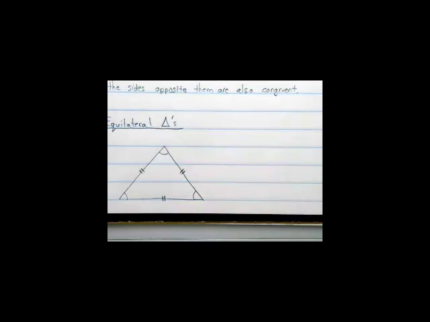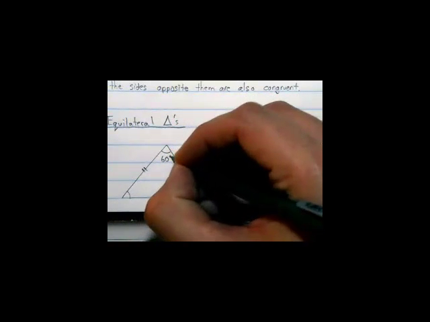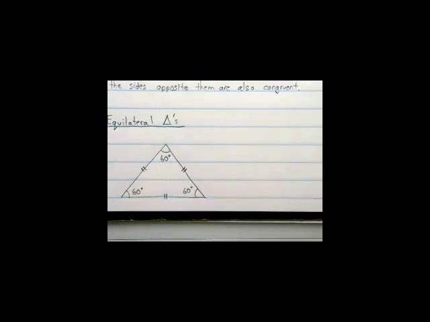Okay? So basically it just boils down to the fact that all these sides should be the same and all those angles should be the same. And if all the angles are the same, then we know 60, 60, and 60. Don't forget that, because that will be helpful down the road with some of these problems we're going to look at coming up.